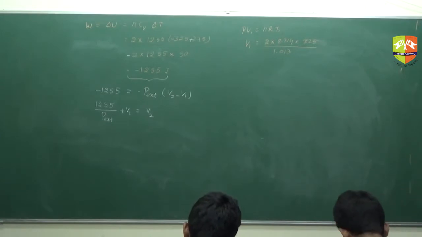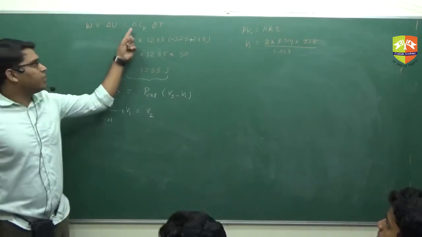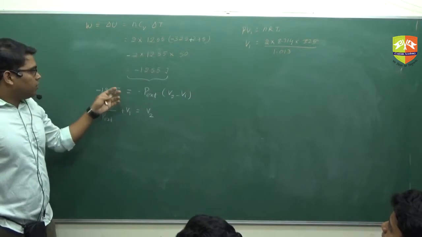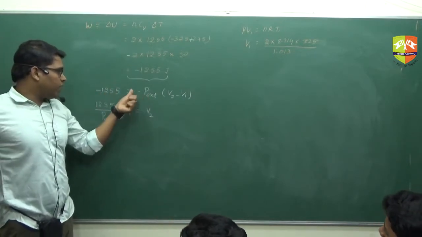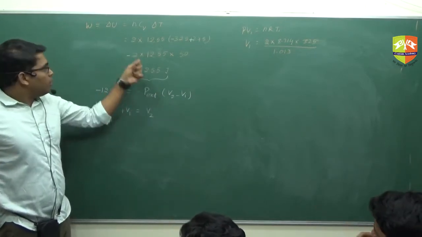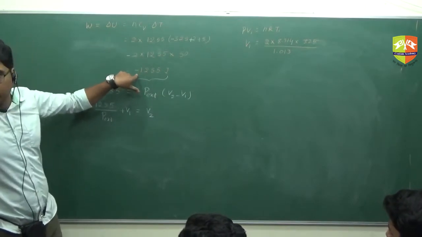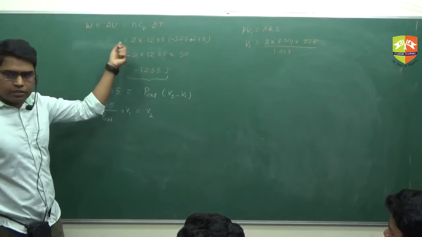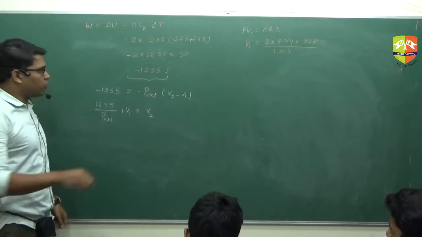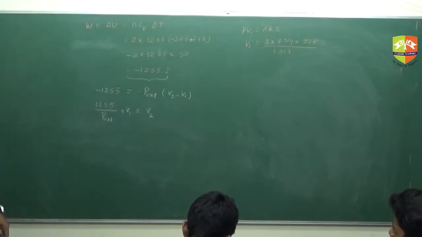See, while calculating work done, you don't have to put a negative sign anywhere, right? When you write down the formula, it is always minus P external delta V. But when you solve like this, whatever answer you get here, according to its sign you can say whether it is work done by the system or on the system. You don't have to put a negative or positive sign, okay?